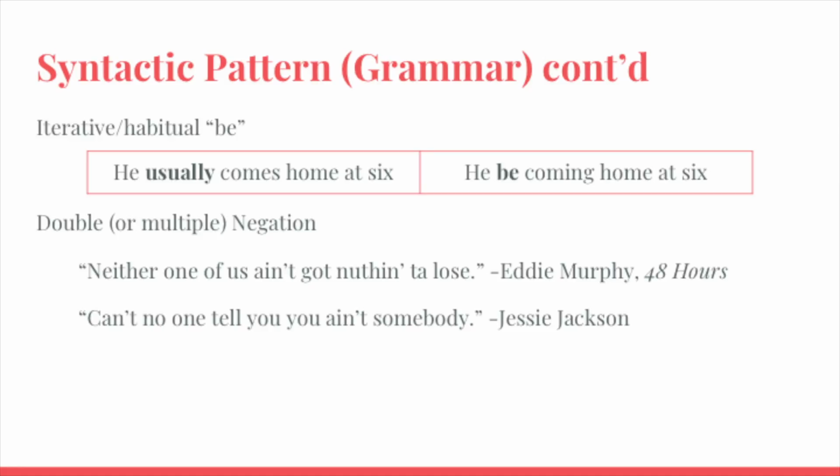Another grammar pattern is using the habitual "be." For example, "he usually comes home at 6" turns into "he be coming home at 6." Another grammar pattern is double or even multiple negation. For example, in one of Eddie Murphy's movies, 48 Hours, one of his lines read as follows: "Neither one of us ain't got nothing to lose."